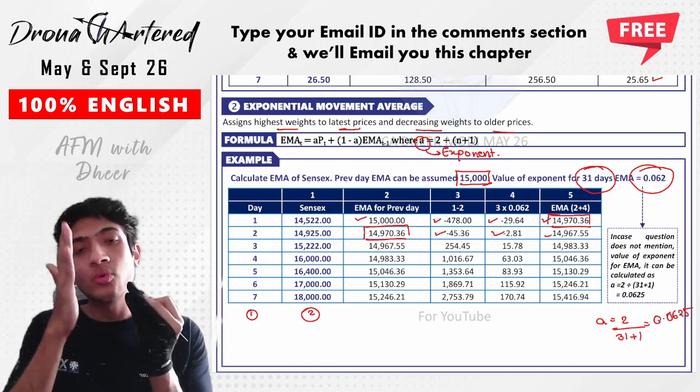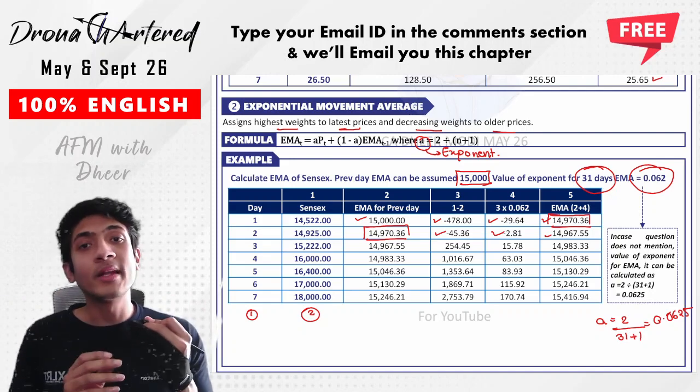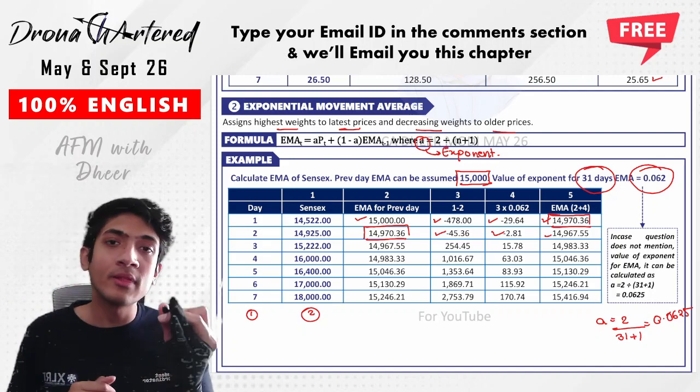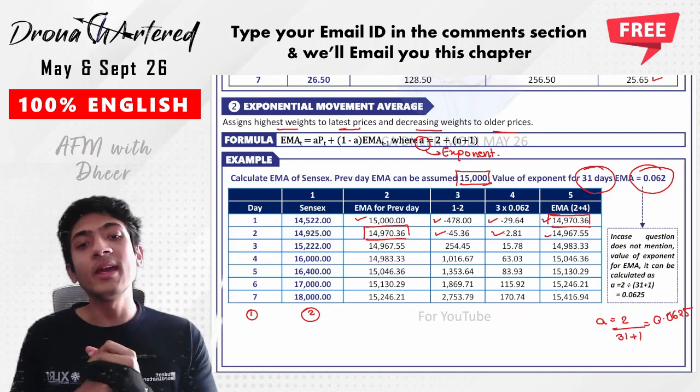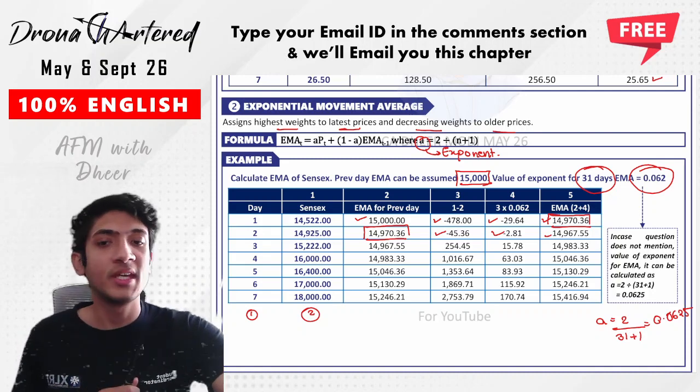What did we do? We first took the Sensex table. Then what did we do? We did EMA of the previous day. Then we multiplied it by A, and we added it to the previous day EMA.